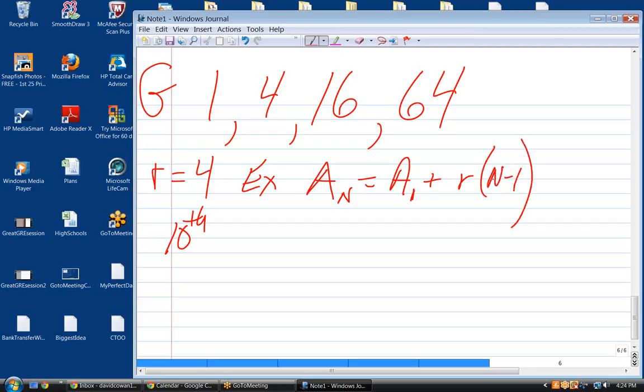And this n minus 1, hold on, common ratio to the n minus 1 power, like that. Okay, so we want the 10th term. So the first term is 1 plus the common ratio of 4 raised to the 9th power. All right. If you have a calculator, you can come up with that number.